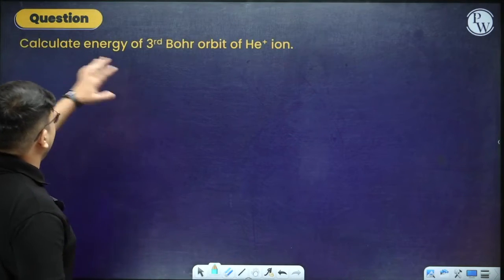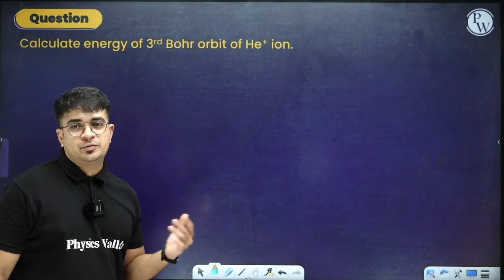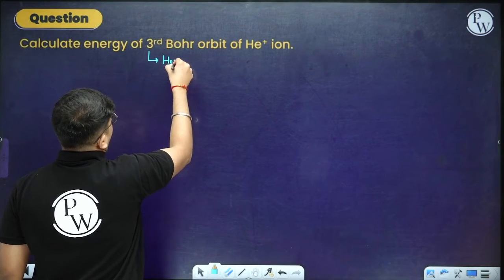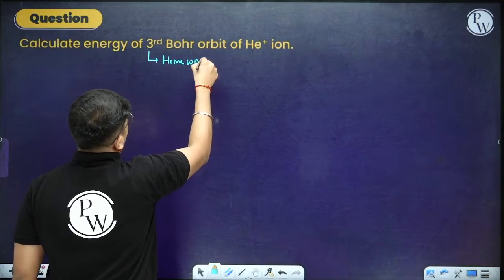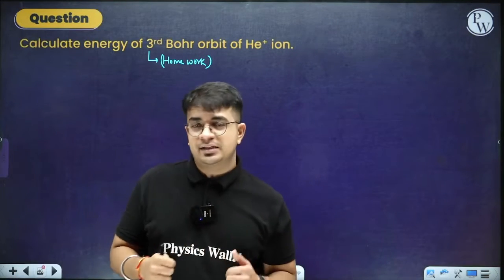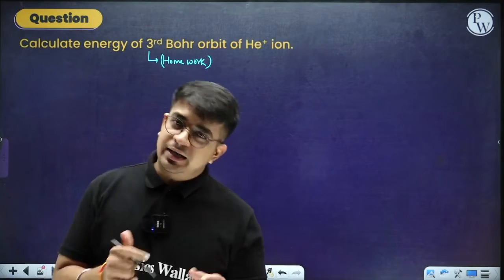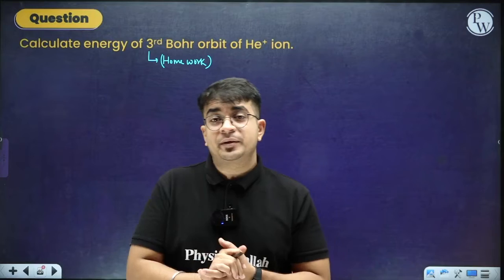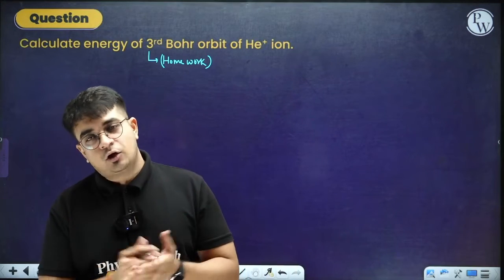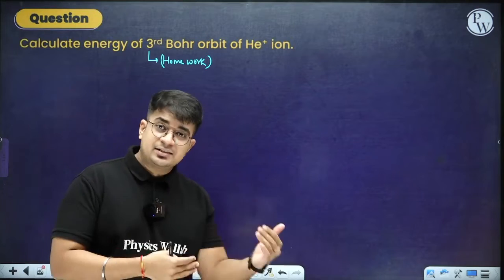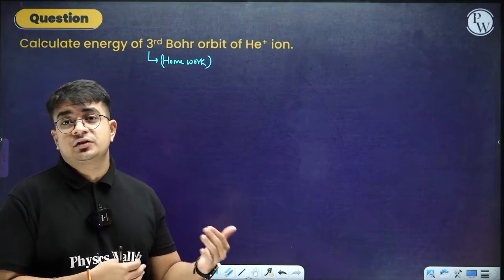Now calculate the energy of the third Bohr orbit of He positive ion. This is your homework. Very simple question. If you want to practice some more questions for the basic part, to clear your basics, you can refer to NCERT. Again, in this lecture I am talking about the NCERT only, because first of all you have to strengthen your basics. So just practice all those questions which are present in NCERT and whatever I have given you. In the next class, definitely we are going to discuss a more advanced version of the questions.